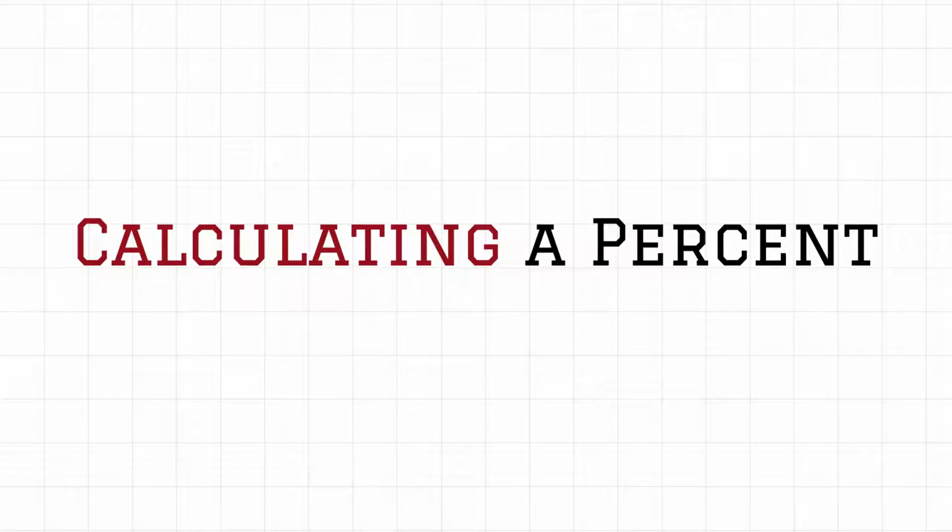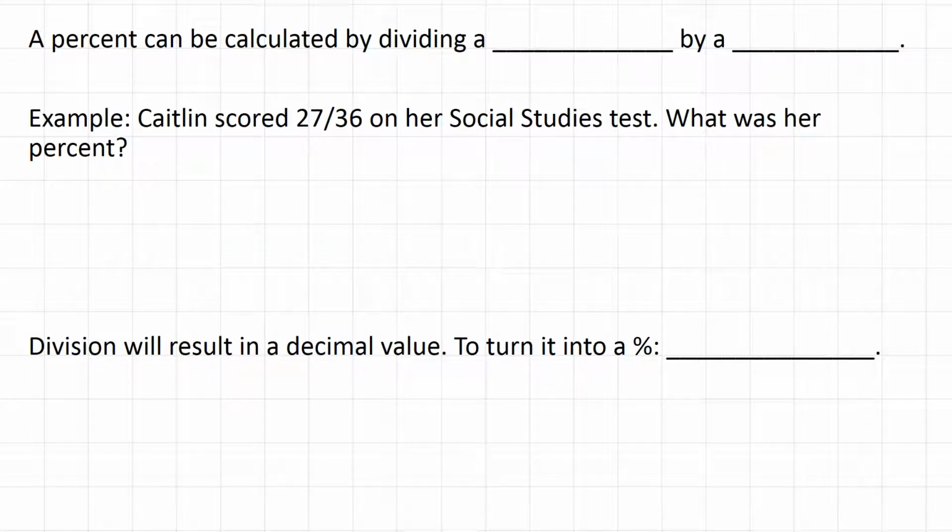Calculating a percent. So in general, a percent can be calculated by dividing a part of something by a whole. And I'll show you what I mean. Here's an example. Caitlin scored 27 out of 36 on her social studies test.